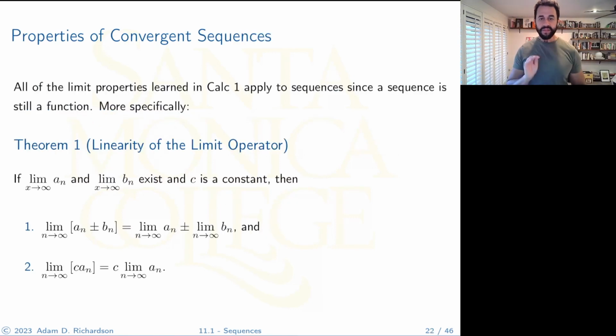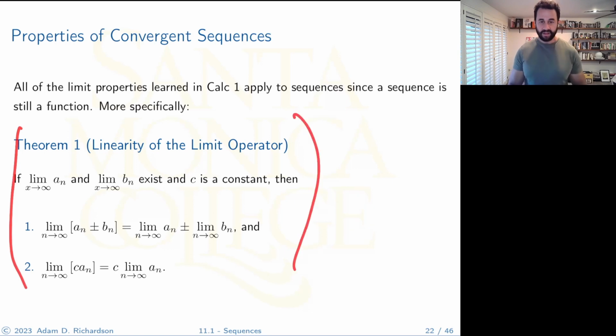All right. So some properties of convergent sequences. There's a lot of cool things here. All of the limit properties that you learned in Calc 1 apply to sequences because, again, a sequence is just a function. The only ones where that won't apply are ones that involve continuity. So you do have to be careful because sequences are not continuous functions. They are not continuous functions on the real numbers, I'll say, because they're only defined on the natural numbers. So here's a really important one.